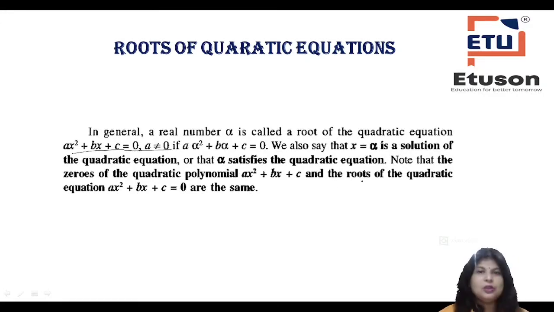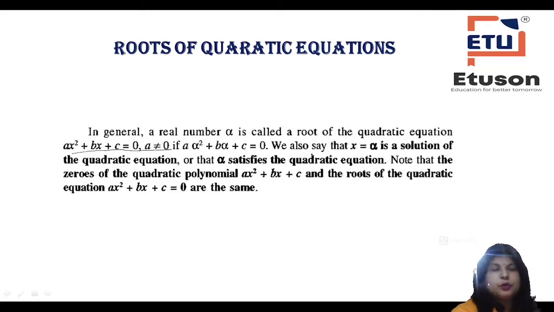Correct or not? So basically the value for which the quadratic equation is satisfied is called the root of the quadratic equation, otherwise known as the zeros of the quadratic polynomial. So this is about the definition of the root of a quadratic equation.